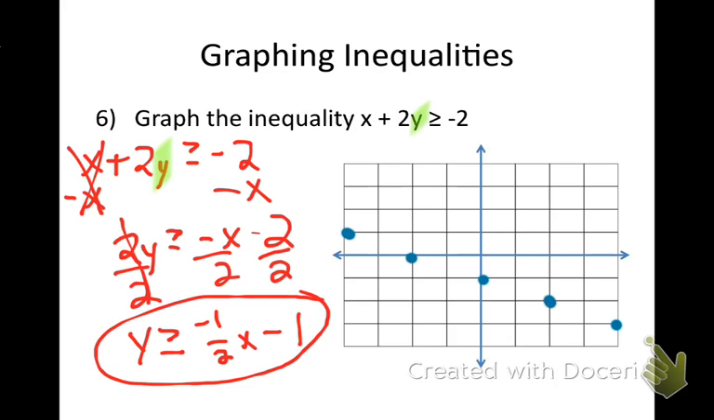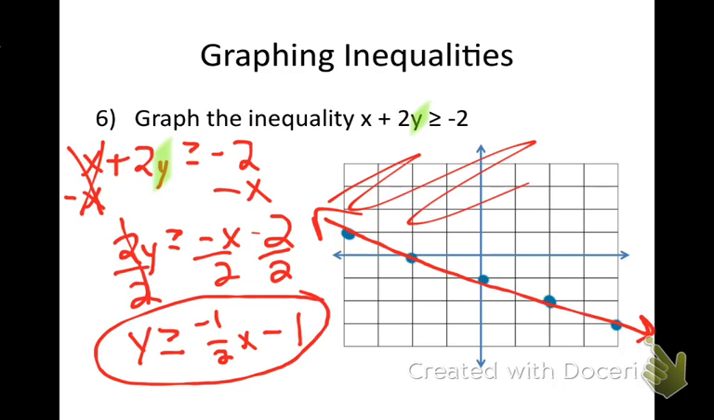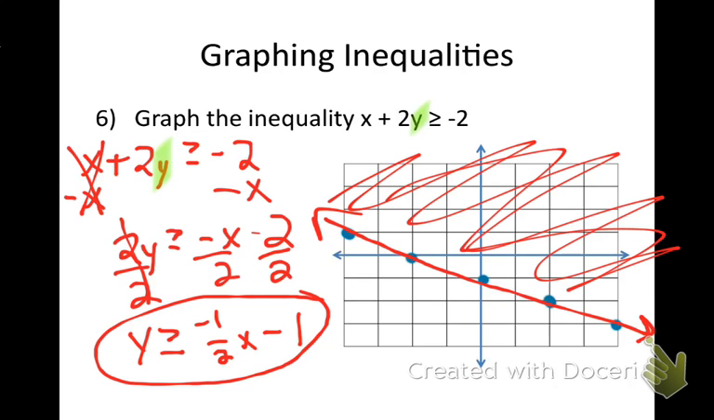Solid or dashed line? What do you say, Izzy? Solid line. And do I shade above or below? What do you say, Austin? Shade above or below? Above. There's your answer right there.